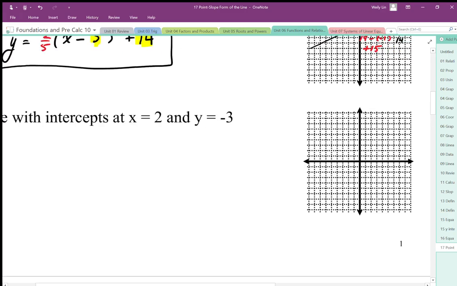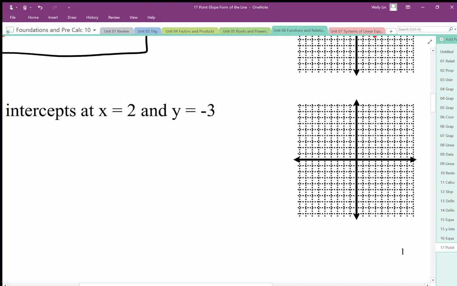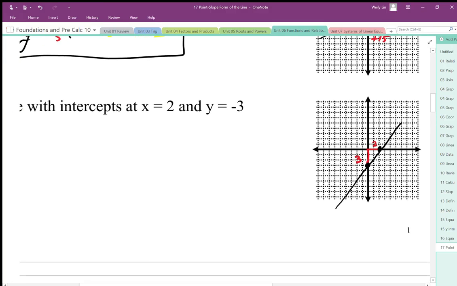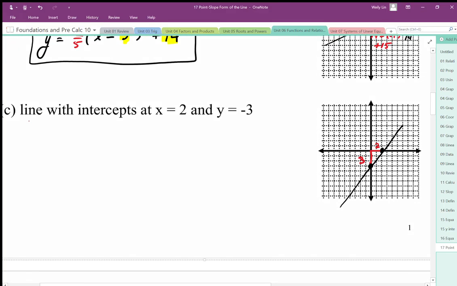So here we've been given the intercepts. The x-intercept is 2, the y-intercept is -3. I've got my line that goes through like this. I've got a nice convenient triangle I can use here. So it goes 3 and 2, so it goes up 3 over 2. So my slope is equal to 3 over 2.